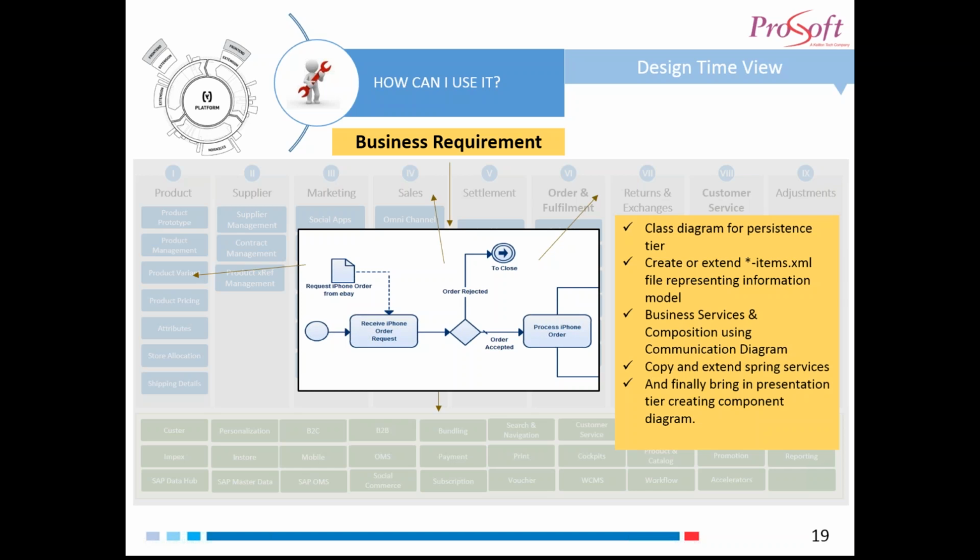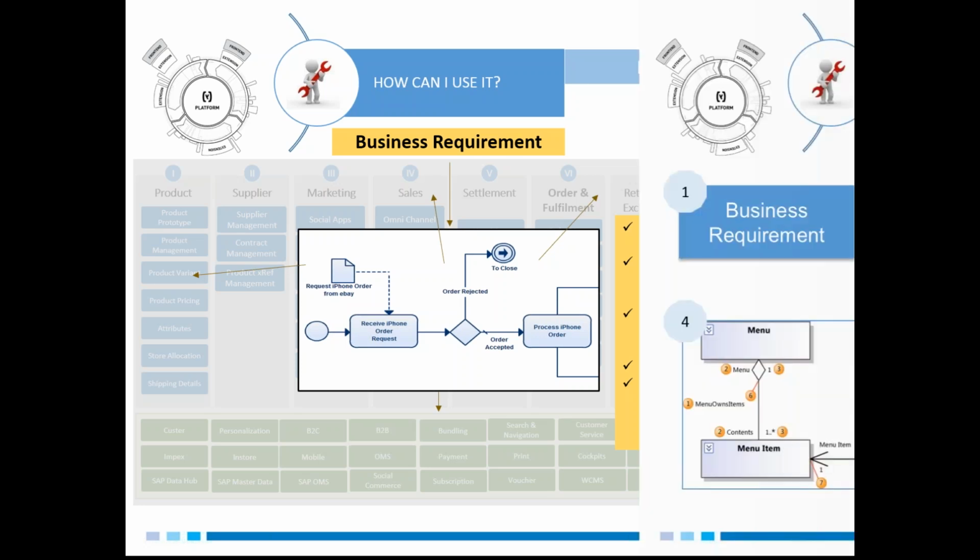I somehow prefer it because it's a better representation than just a sequence diagram. But you can have both, whatever you're comfortable with. Then a class diagram. So this is the way you are going to see, okay, for my persistence tier I have this, for my logic tier I have this, and then you move on. Okay, so let's move forward.